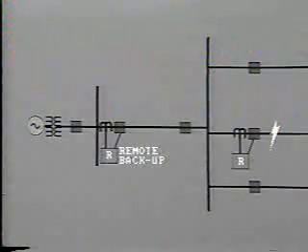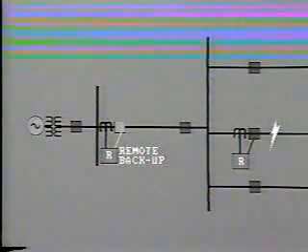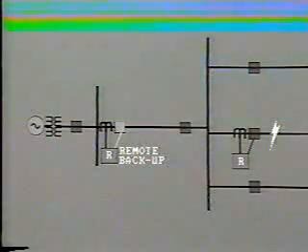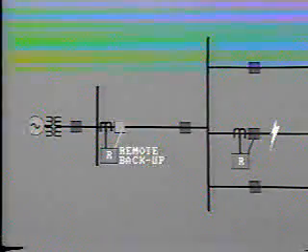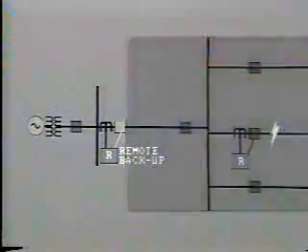The local protection fails to operate. The remote backup will then operate to open this breaker and so clear all of this line, as well as the bus and other outgoing feeders. When remote backup relays operate, they will generally isolate a larger area from the system and so cause a loss of power supply to more customers.